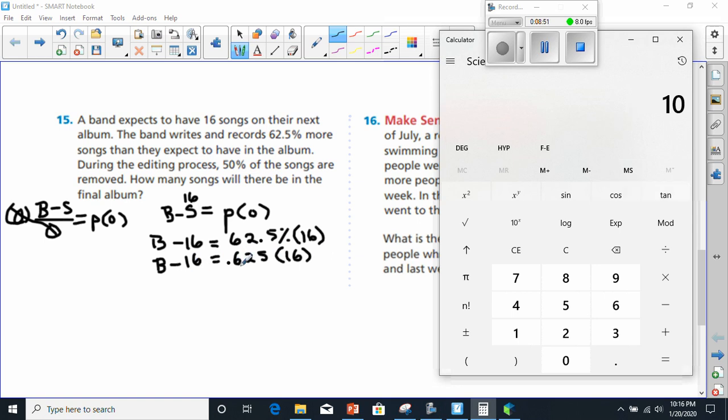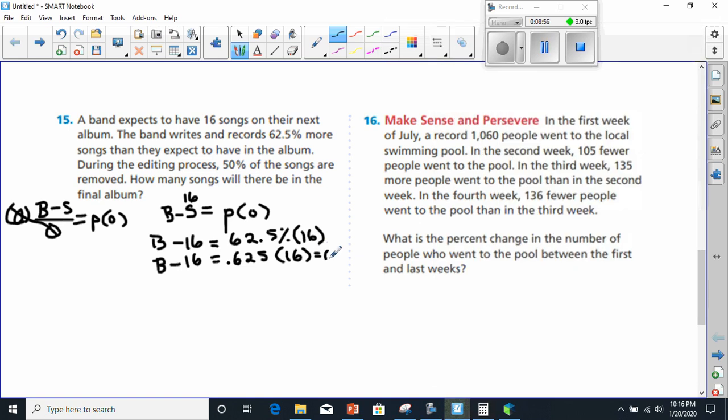So that means that if this is equal to 10, that is whatever the big number minus 16 is. So B minus 16 is going to be equal to, I'm sorry, this was 10. If we work this backwards to find B, we have to add 16 to both sides. That means B has to be equal to 26.